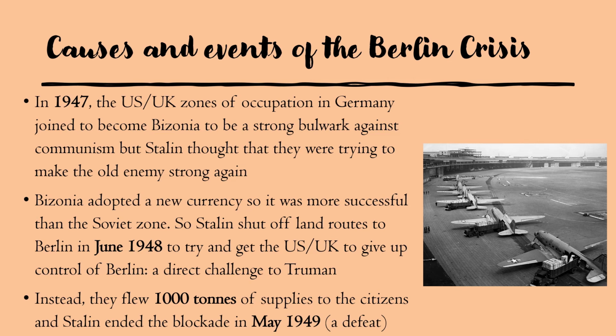And this happened for nearly an entire year until Stalin couldn't do anything about it, and so he ended the blockade in May 1949. This was a huge propaganda defeat for him, and America and Britain seemed stronger. And in the picture there you can see loads and loads of aeroplanes coming in to unload all the supplies for the citizens of Berlin.